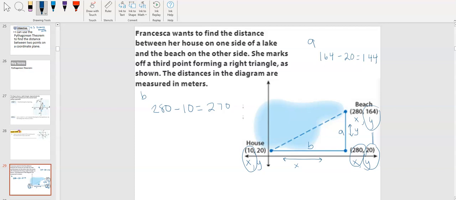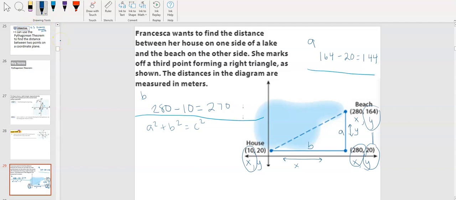Okay, so now that I have those two measurements, I can use them in my formula, a squared plus b squared equals c squared. And if you think about it, what we just did was we found the lengths. This would have been step 1 up here. We found the lengths of the legs.